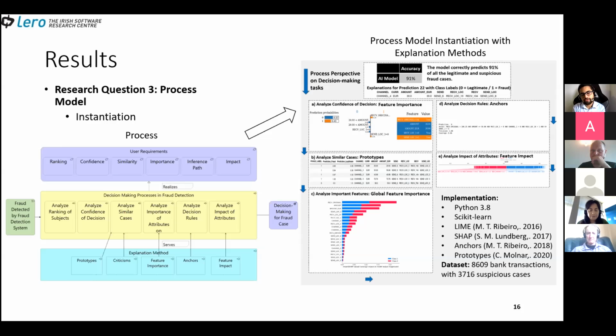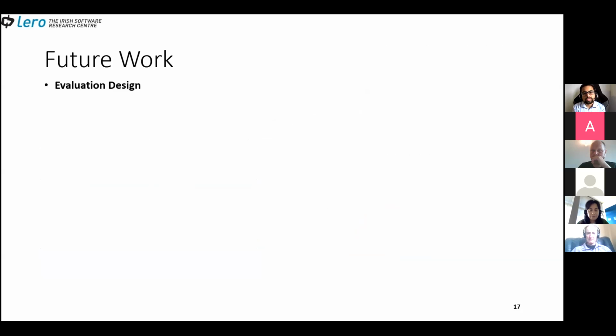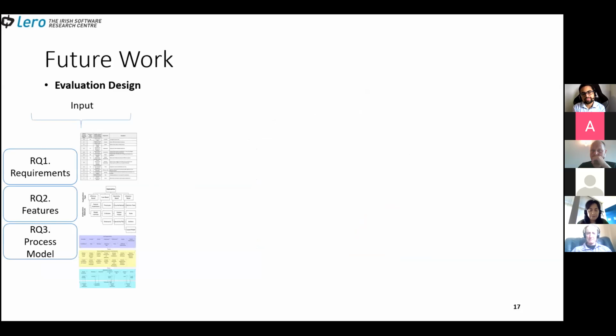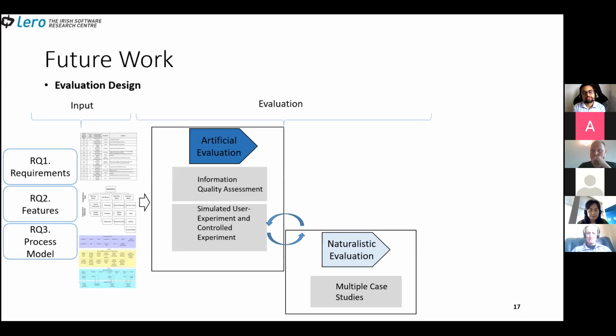And finally, for evaluating and updating those results through iterations, I have defined an evaluation design. And indeed, the design science research methodology I follow also guides this evaluation design for my artifact, which is the process model, and also the results of my research questions 1 and 2. So here you can see the inputs for my evaluation process, and you can also see that I have 2 phases for evaluating the requirements and features of my research questions: an artificial and a naturalistic evaluation phase, in which I'm adopting particular methods.